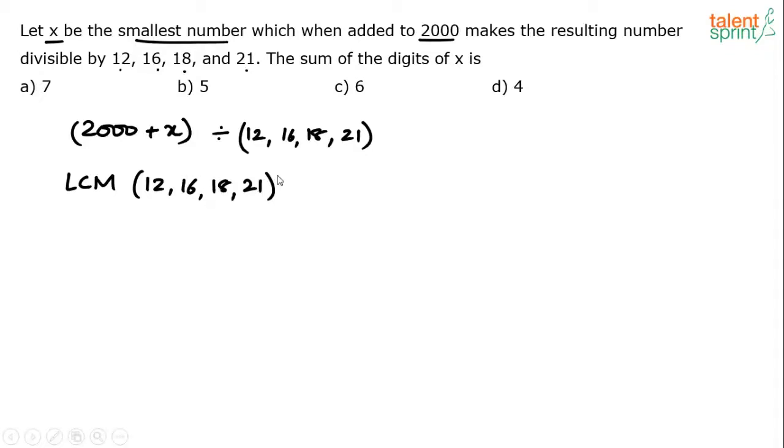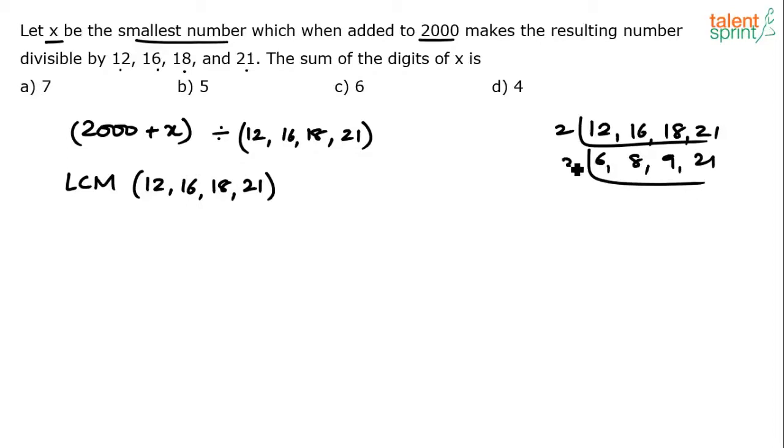There are different ways of finding out the LCM. Let's go with the regular method, which is not very lengthy if you know how to work on it. So if you take 2, you have to consider only prime factors as much as possible here. So this is 6, 8, 9 and 21. Then I can go for 3. So this is going to be 2, 8, 3 and 7. Then again, if I take 2, I'll get 1, 4, 3 and 7. And then now I know that it's going to be 4 ones and 3 ones and 7 ones.